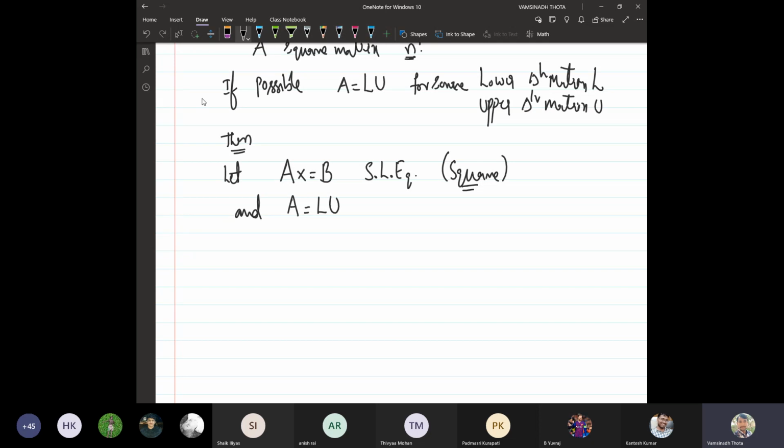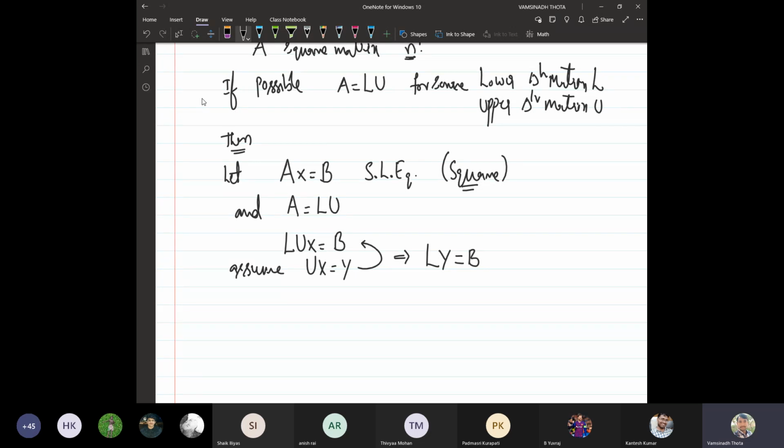And the coefficient matrix A can be decomposed into a product of lower triangular and upper triangular matrix. Then substitute A in the given system of equations. Then what you will get? LU times X is equal to B. Now let us assume Ux is equal to some Y. U is an upper triangular matrix and X is a variable matrix. So I am assuming Ux is equal to Y, and then again substitute it here. Then we will get L times Y is equal to B.